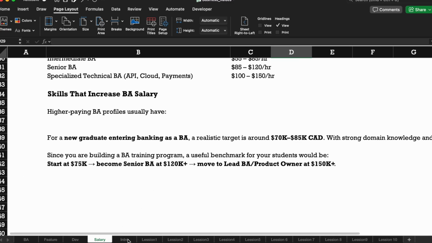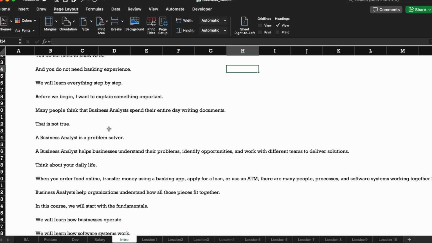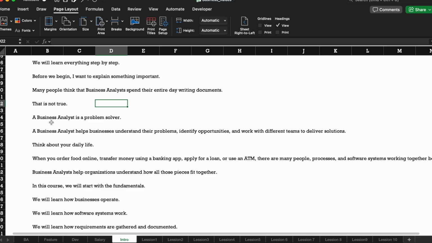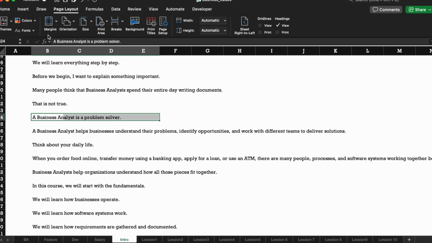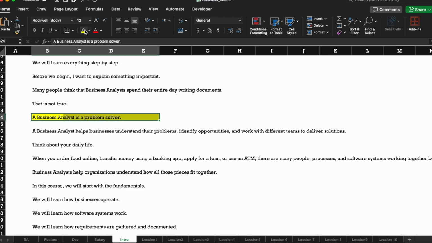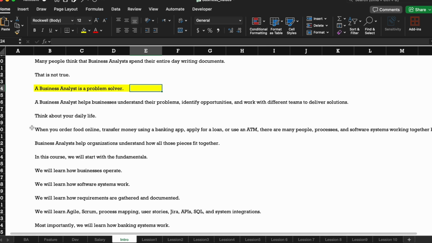Now let's jump into what we are going to cover here. Okay, so now let's understand. Many people think a business analyst spends their entire life writing requirements documents, right? That's not true. Let me highlight this: a business analyst is a problem solver, right? So what problem are we solving? Let's understand that. A business analyst helps the business understand their problem, identify opportunities, and work with different teams to deliver solutions. Software solutions here we are talking about.